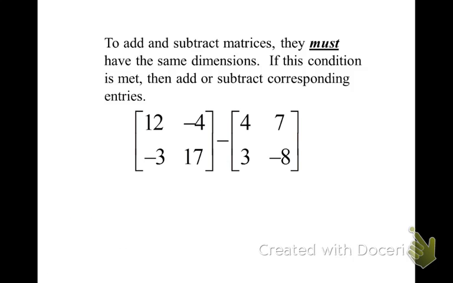In order to add matrices, they have to have the same dimensions. So here we have subtraction of 2 matrices. These are both 2 by 2 matrices, and therefore we can add them. When we add them, we simply add their position. So 12 plus a -4, or 12 minus 4, is 8. -4 minus 7 is -11. -3 minus 3 is -6. And 17 minus a -8 is 25. So that would be adding matrices. They have to have the same dimensions in order to add them.